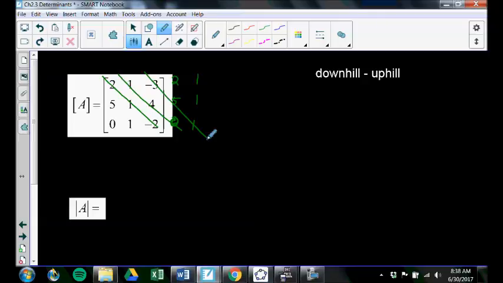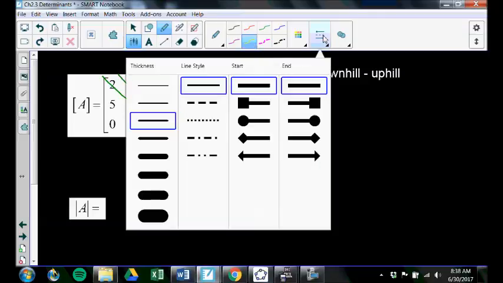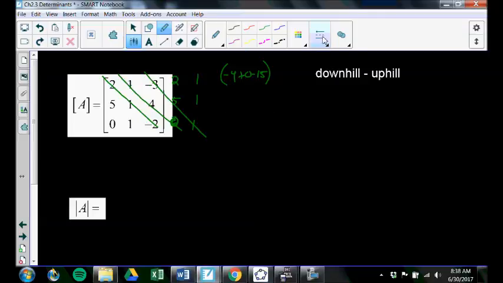So 2 times 1 times -2 is -4. 1 times 4 times 0 is 0. -3 times 5 times 1 is -15. That was all the downhills. Now we'll do it again for all the uphills. So I'm going to go 0 times 1 times -3 is 0. 1 times 4 times 2 is 8. -2 times 5 times 1 is -10.